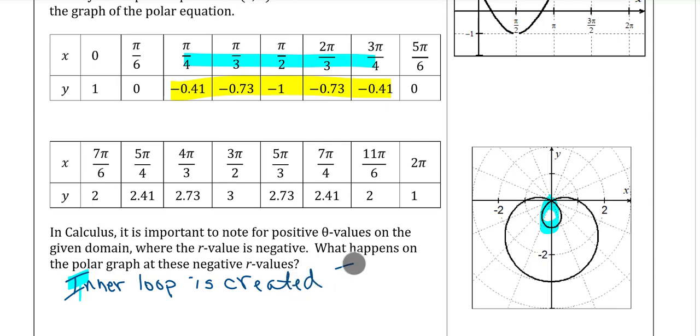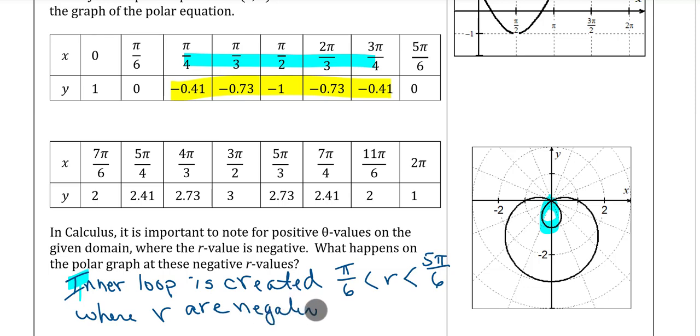In this region, theta is greater than pi over 6 but less than 5 pi over 6. And this is where the r values are negative and theta is positive.